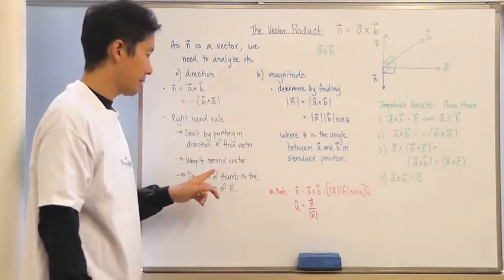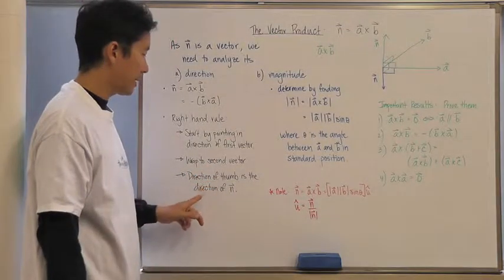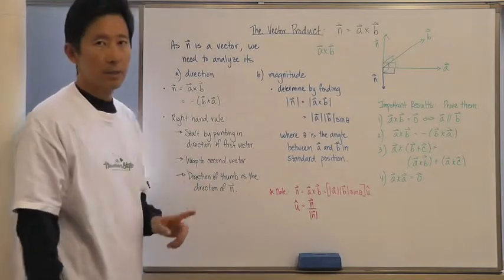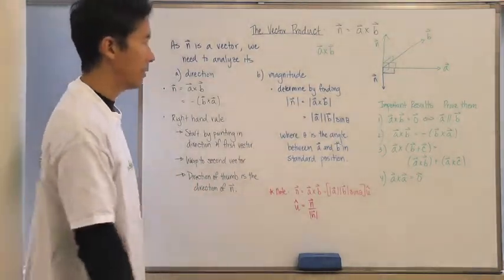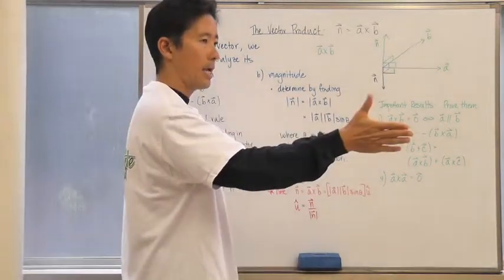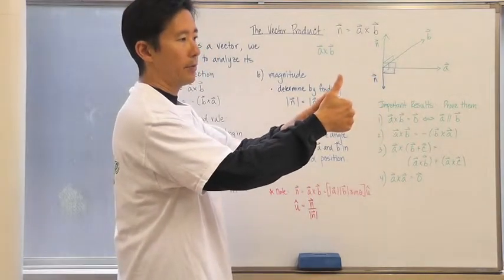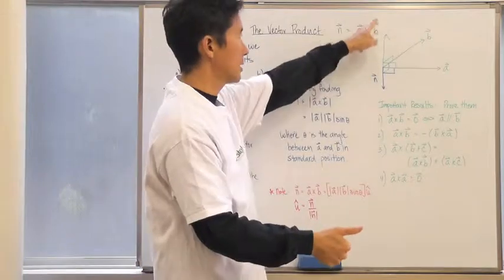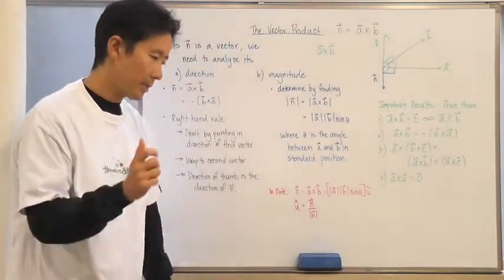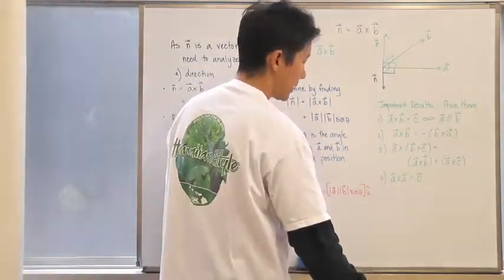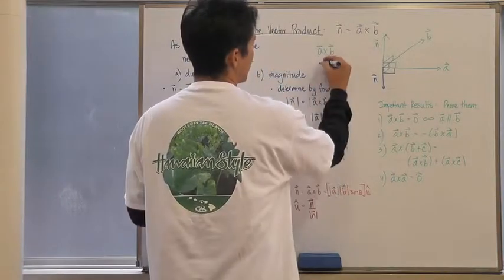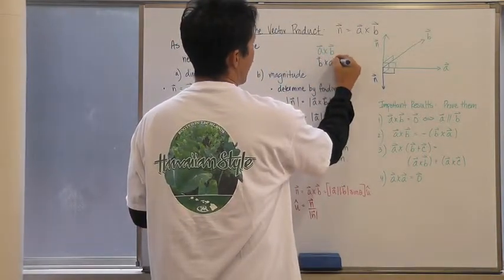Now the thing is that you're going to have to keep your thumb standing because the direction of your thumb is the direction of the normal vector. So if I was to start off with A and wrap to B, then the normal vector that is produced is actually in that direction. Okay, so let's see what happens then if I take a look at B cross A.